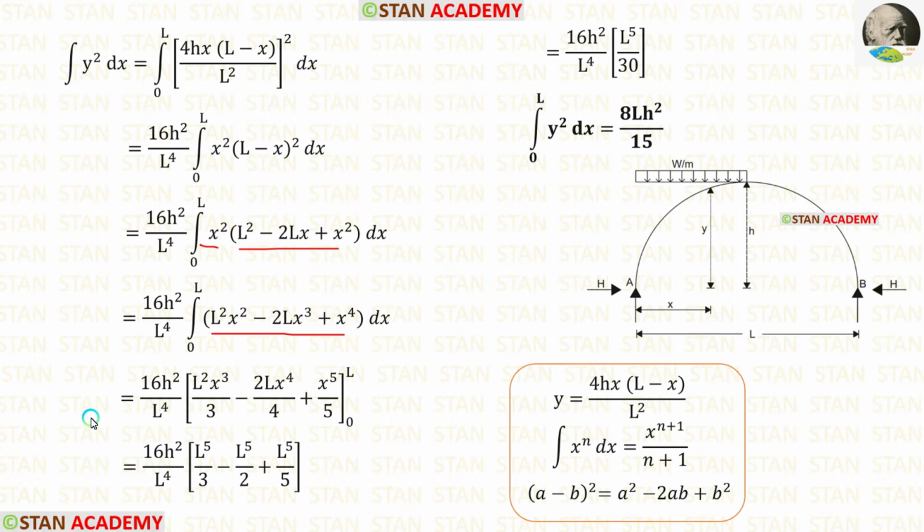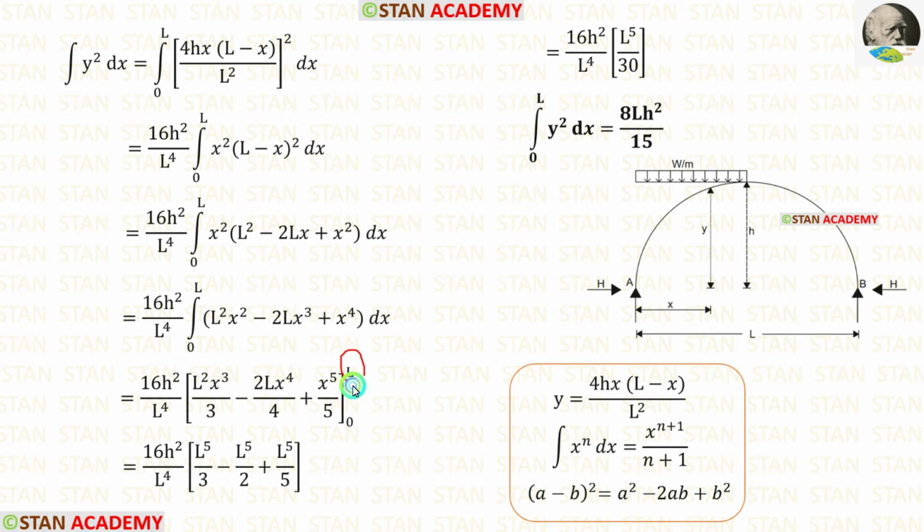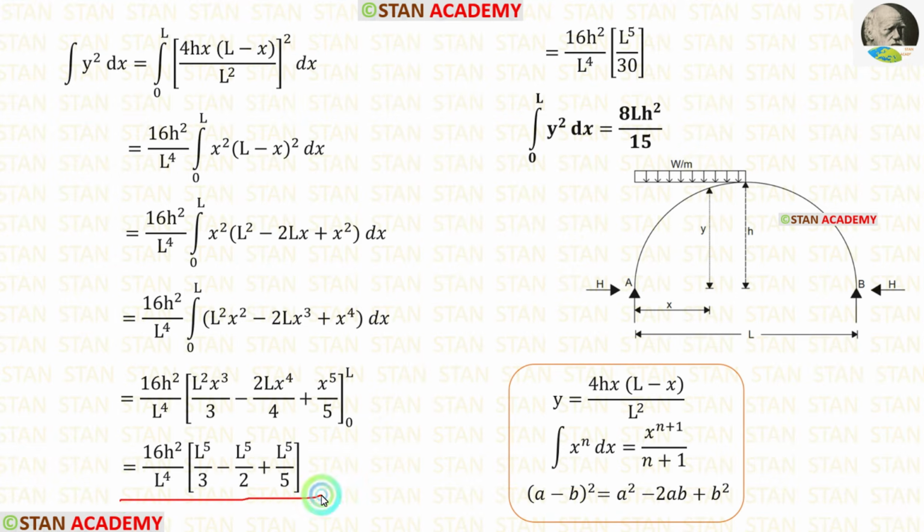Then we can go for integration. When we integrate x square, we are getting x power 3 by 3. When we integrate x cube, we are getting x power 4 by 4. When we integrate x power 4, we are getting x power 5 by 5. Now let us apply the limits. No need to apply the lower limit because it is 0. Only apply the upper limit L. When we apply L instead of x, finally we are getting this. Now we can use the calculator.